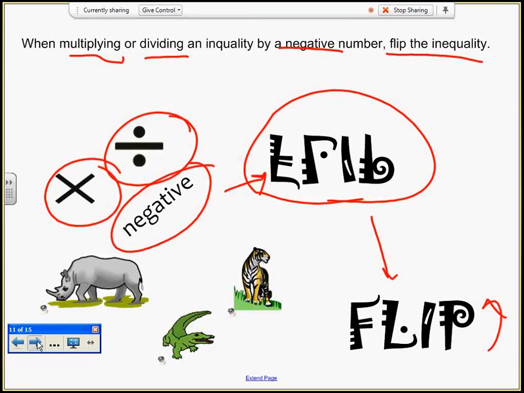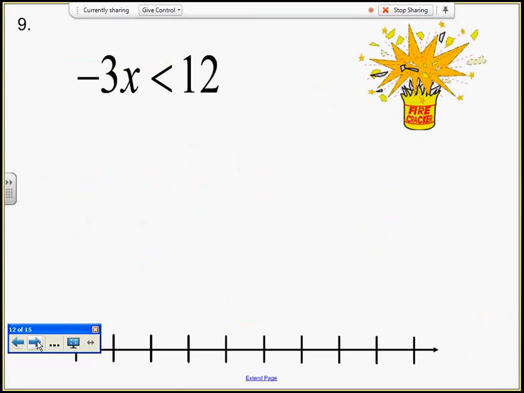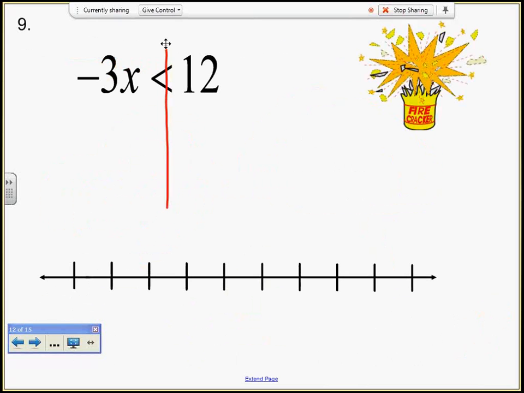So let's try a few. Okay, here we go. Let's go ahead and solve this problem. I've got negative 3x is less than 12. I'll go ahead and divide both sides by negative. Woo, woo, woo. Did you guys see that? We're dividing by a negative. See that firecracker over there? So when we do that, what are we going to do? We're going to flip this inequality. So I'm going to end up with x is greater than negative 4.